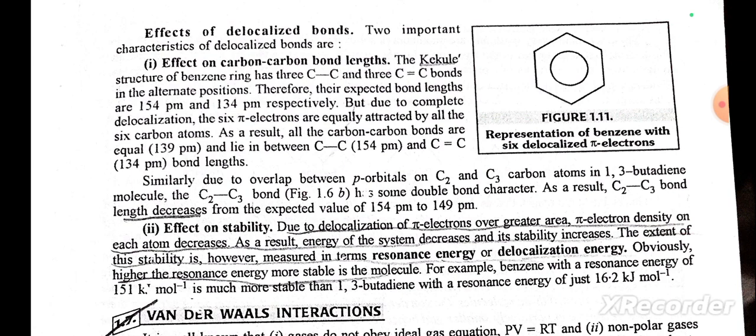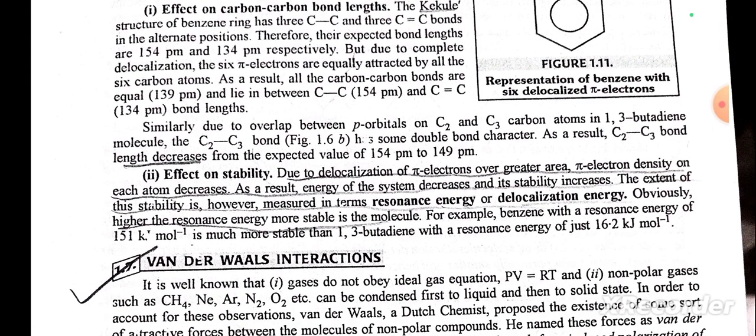Effect of delocalized bonds. The two important characteristics of delocalized bonds are, first, the effect on carbon-carbon bond length. The contributing structure of the benzene ring has three carbon-carbon single bonds and three carbon-carbon double bonds in alternating positions. Therefore, this would explain bond lengths of 154 and 134 picometers respectively. Due to the complete delocalization, the pi electrons are equally attracted by all the six carbon atoms. As a result, the carbon-carbon bond length is equal to 139 pm and lies in between the carbon single bond and carbon double bond lengths.